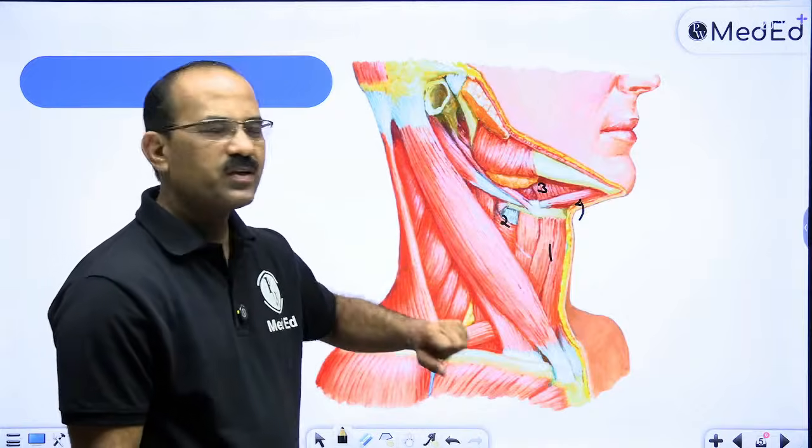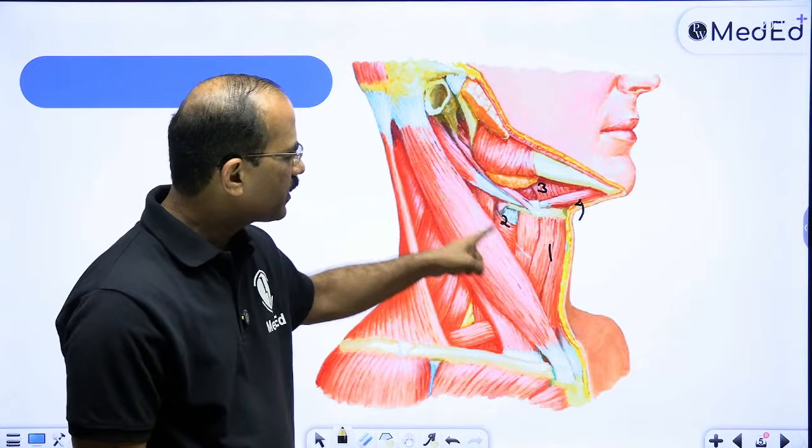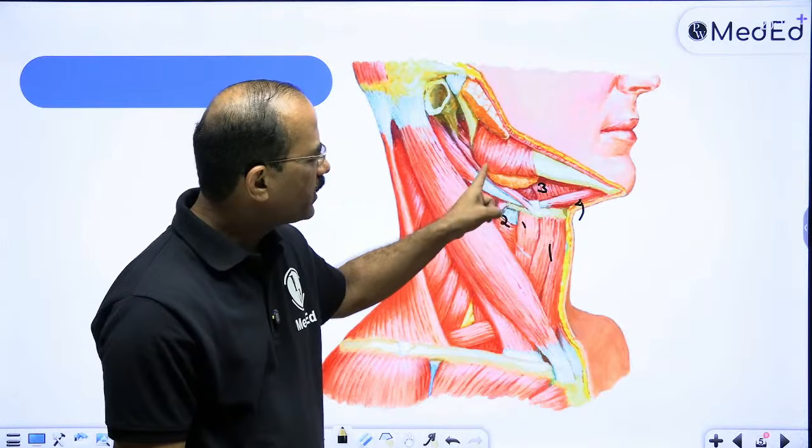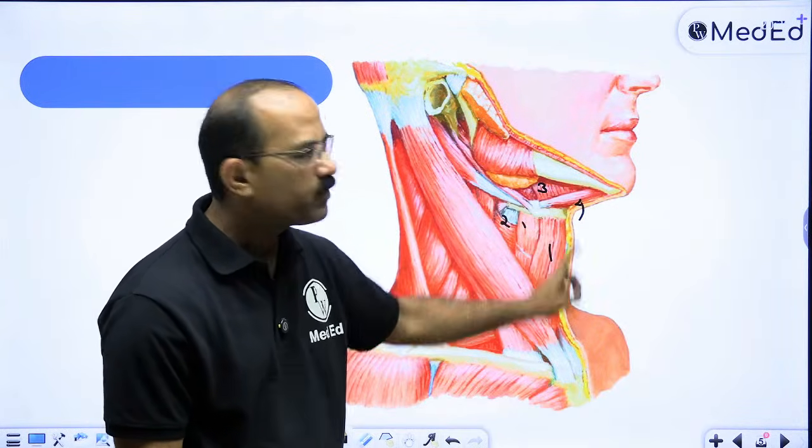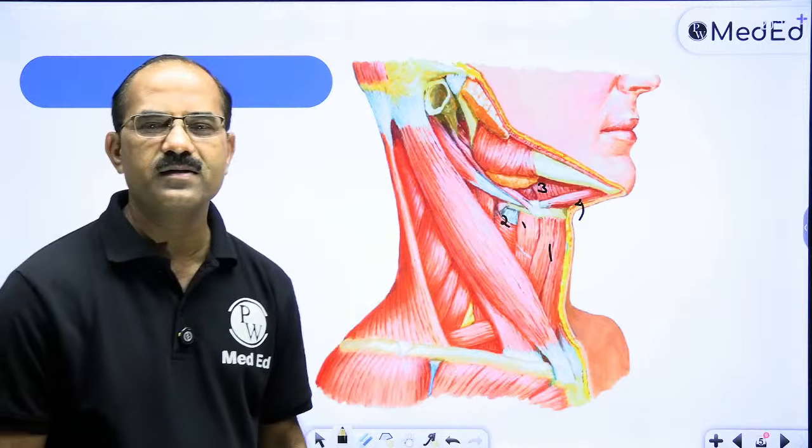So this is the muscular triangle. What is this number 2 triangle? The carotid triangle. What is this number 3? The digastric triangle. And what is this number 4? The submental triangle.